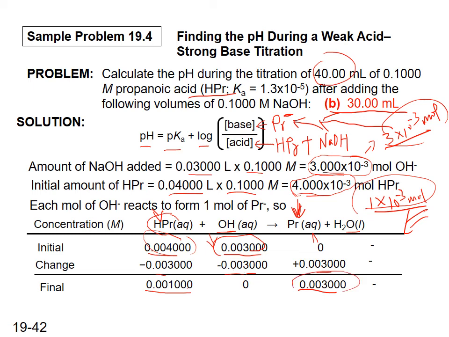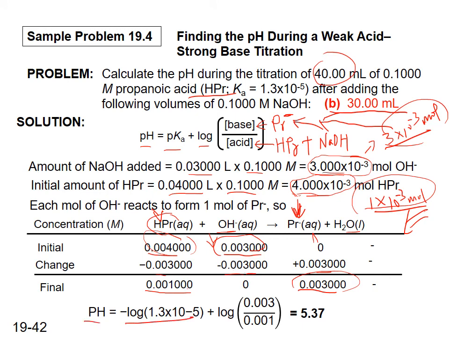With these numbers, we can calculate the concentration and plug into this equation: pH equals pKa plus log of base divided by acid. Since they have the same volume, if you divide by the same volume and then calculate the ratio, the volume cancels out. So in this equation you don't have to divide by volume first. You just use the moles of the base and the moles of the acid. And the pH is 5.37.